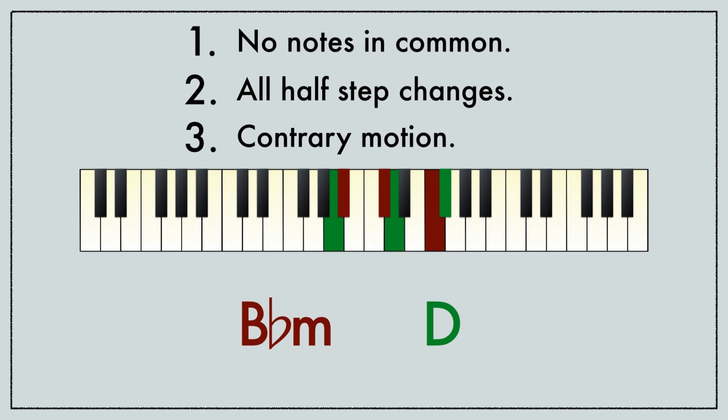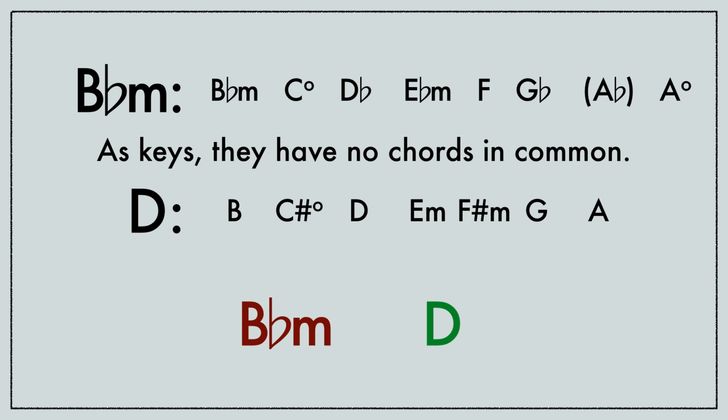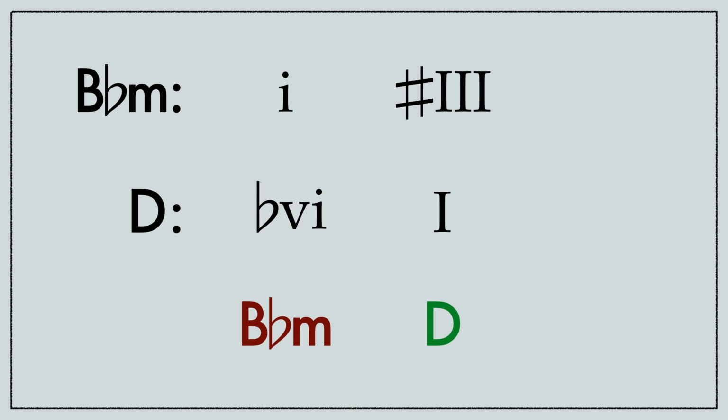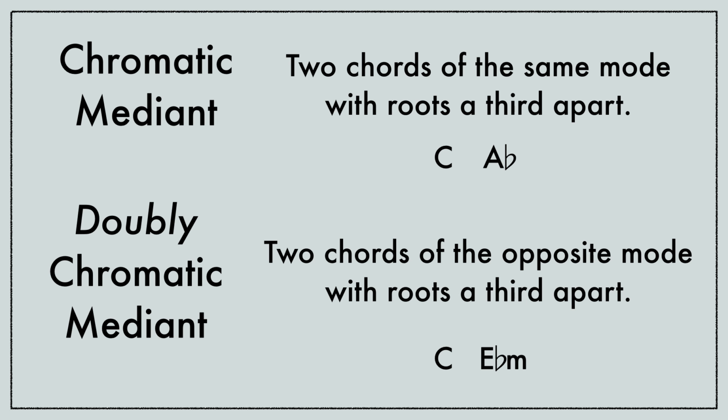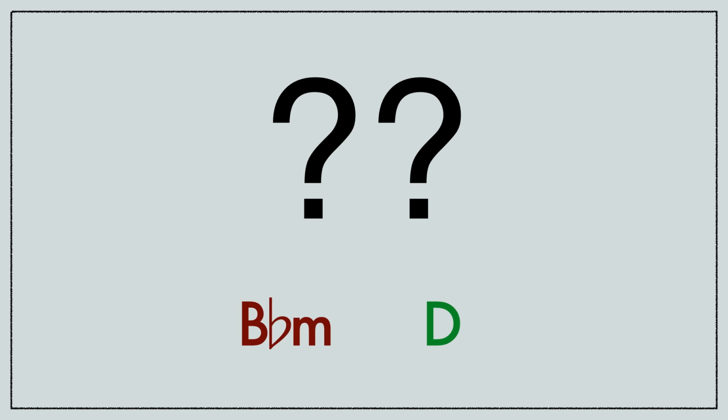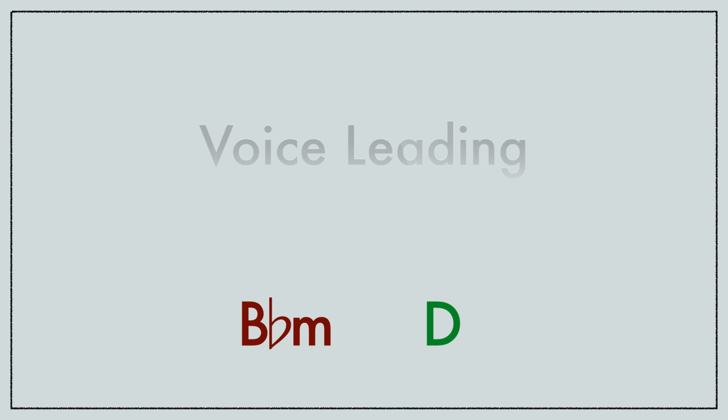My initial reaction was, whoa. These 2 chords are clearly not in the same key. Roman numerals are not really helpful here, and the traditional label of doubly chromatic mediant doesn't explain much. So how do we figure it out? The answer is voice leading.